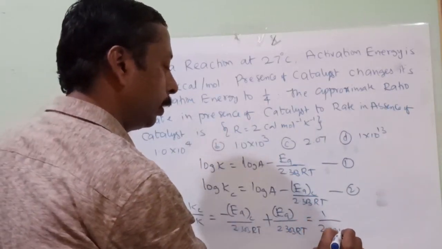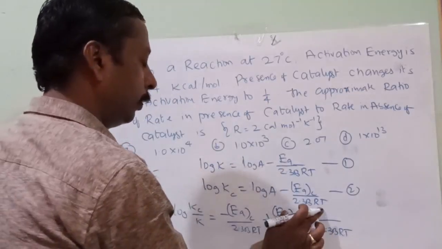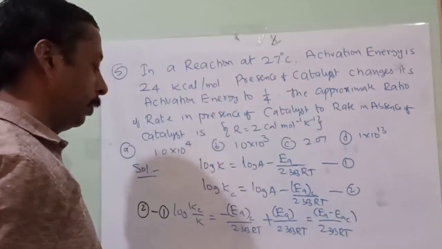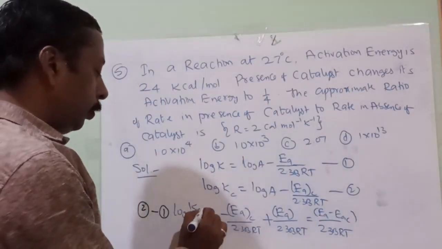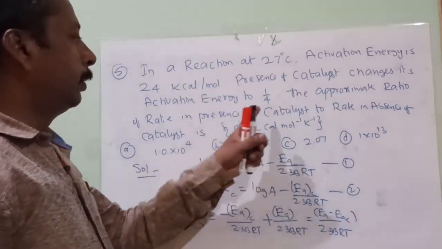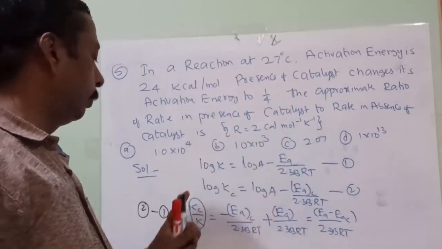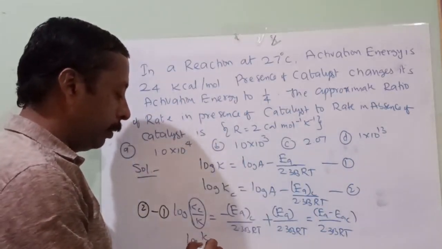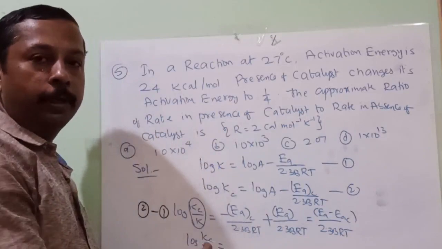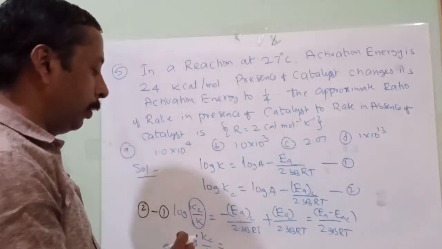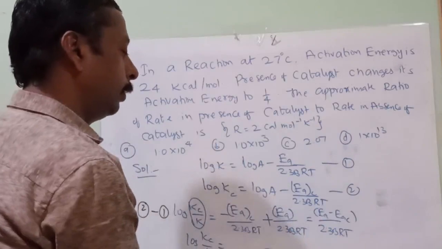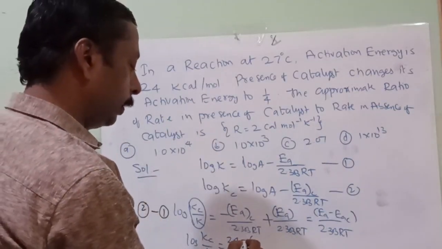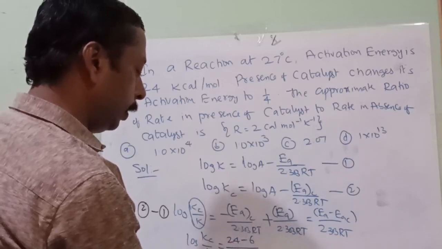1 upon 2.303 RT. So in the numerator I will write EA minus EA with catalyst. This is the ratio we have to find out. Rate in presence of catalyst is Kc, rate in absence of it is K. So log Kc by K, is it visible to you if I write it over here? EA without catalyst is 24 and with catalyst it is 6, divided by 2.303.